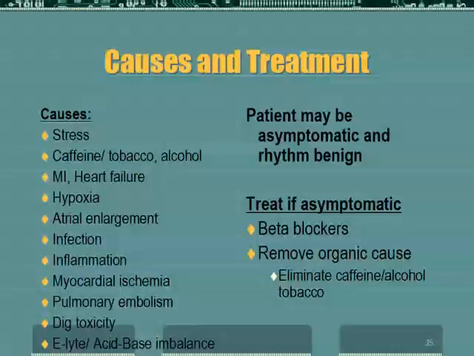It's pretty much a benign rhythm, and you're only going to treat it if that patient is symptomatic and has a lot of PACs happening. And then we might be using something like beta blockers, or just eliminating whatever the cause was if it was something like excessive intake of caffeine, alcohol and tobacco.